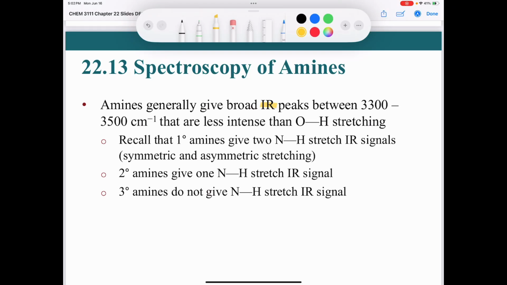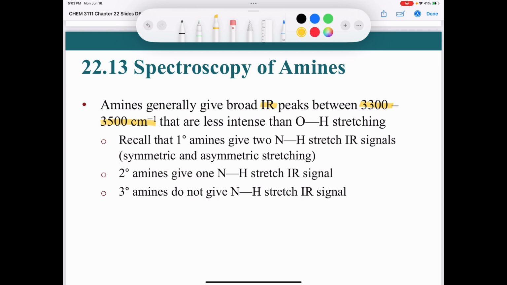In their infrared spectra, primary and secondary amines exhibit signals between 3350 and 3500 reciprocal centimeters. Now here on the slide it says 3300 to 3500, but again, you can always take these numbers with a grain of salt. So we'll just say here between 3300 and 3500 reciprocal centimeters.